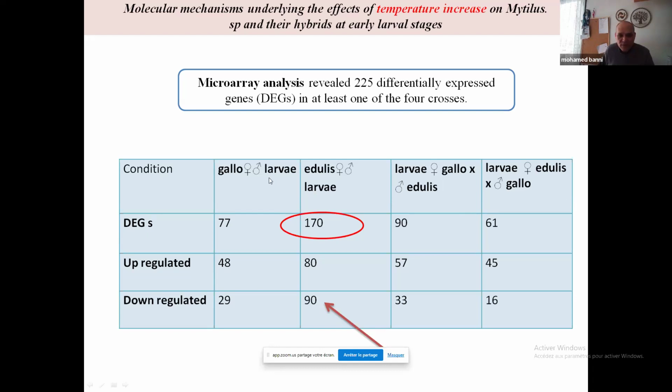So all these have been studied: Galloprovincialis larvae, Edulis larvae, hybrid first condition larvae, and hybrid second condition larvae, and we have obtained this list of genes that are differentially expressed in animals exposed to 22 degrees with respect to animals exposed to 18 degrees. So our challenge is the increase of 4 degrees in the environment, which is the most realistic scenario that has been published by key scientists in Nature, saying that the Earth will know at least an increase of 4 degrees in the next 15 years. Probably it will not be the case, but this is a scenario that has been proposed by the most important science in the world.